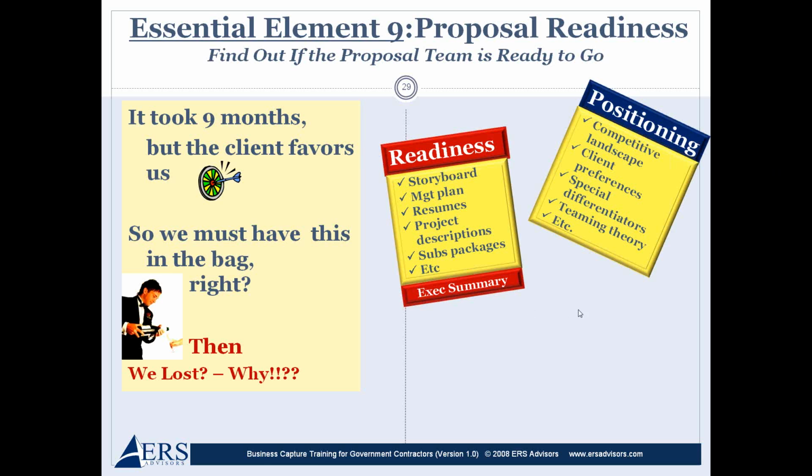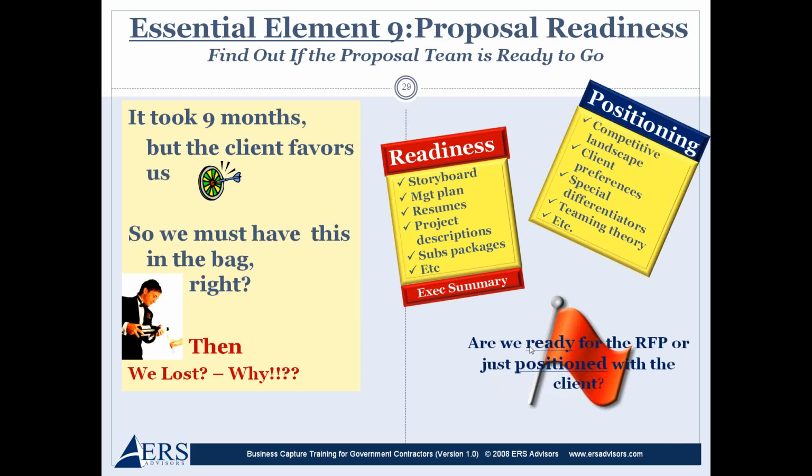I like to insist on an executive summary, whether it's going to be submitted or not, because if the proposal manager can't write a clear, compelling executive summary, why would I think the proposal manager could lead an effort that results in a clear, compelling proposal? It's probably not going to happen. So here's a big red flag that the proposal team is really not ready to go, and more work has to be done on the theming and understanding what it is the arguments are, what the arguments really are for the firm to win. So are we just ready for the RFP or just positioned with the client? They're not the same. Positioning is only half of the equation for winning. Readiness is the second half.